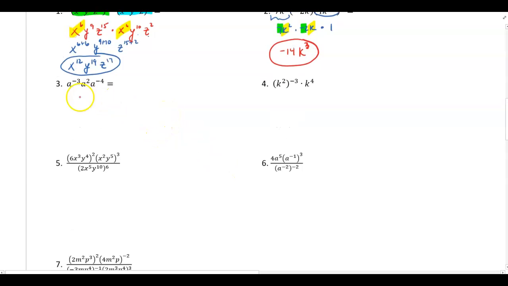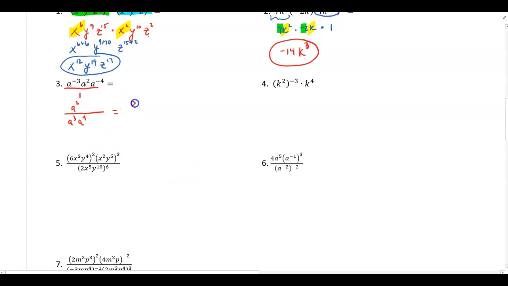Number 3. Technically, this is all over 1 right now. And now, before I do anything, the first thing I'm going to do is move my negative exponents. A to negative 3 is going to come down. A to the 2nd is going to stay up top. A to negative 4 is going to come down. So my first step was to get rid of negative exponents.